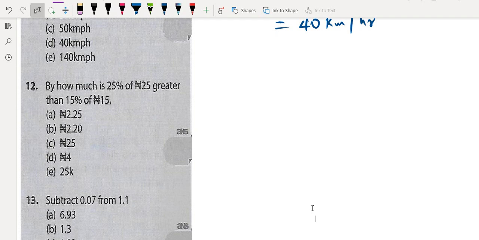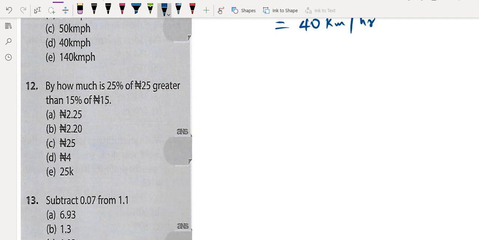What's the answer? 4 naira. Okay. Read the question. By how much is 25% of 25 naira greater than 15% of 15 naira?